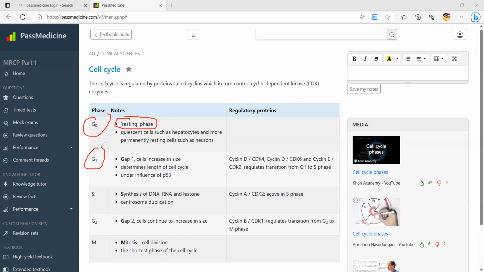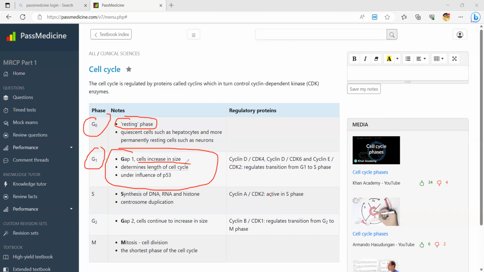And G1 phase: those cells that are continuously multiplying in our body enter the G1 phase, that is gap 1. In gap 1, cell size increases and this determines the length of the cell cycle. As it is a gap phase, it can increase sometimes, and this determines the cell cycle length under the influence of P53. So this G1 phase is very, very important, because under the influence of P53, this phase is happening.